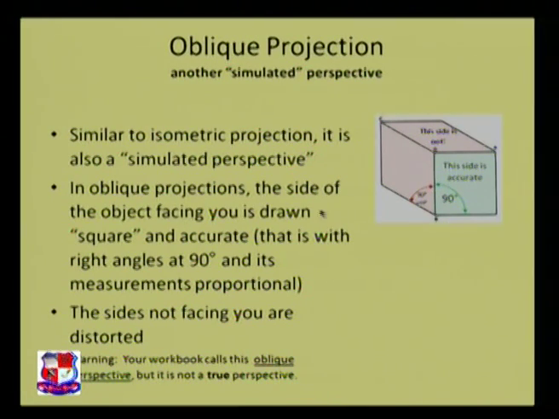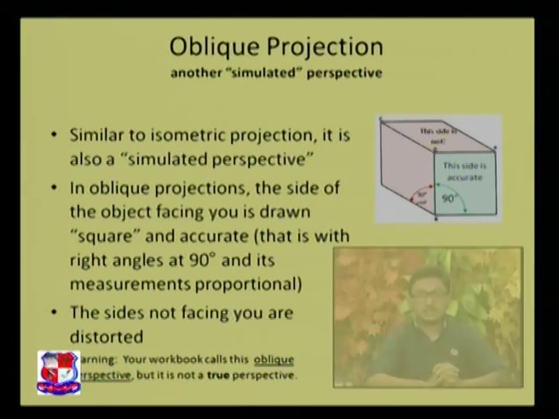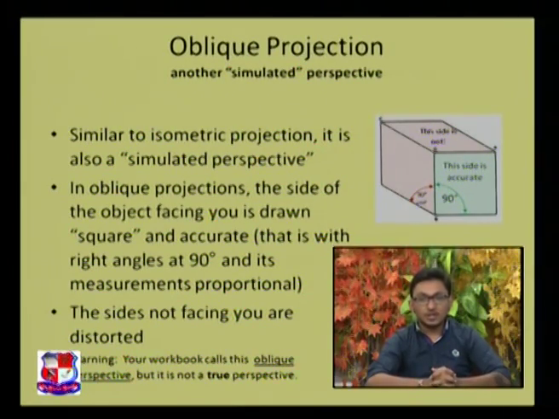In an oblique projection, the side of the object facing you is drawn square and accurate, but the sides not facing you are distorted, which means that if you want to give any extra extension to a projection, then these kinds of oblique projections can be used.